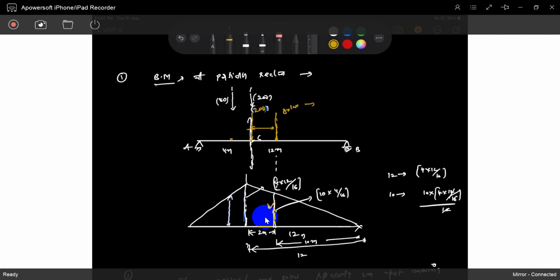This value is bigger compared to this value. How can you say it, sir? Because the slope is very less here, and the slope is very high there. So the decrement is very fast. Easily you can say it, na?